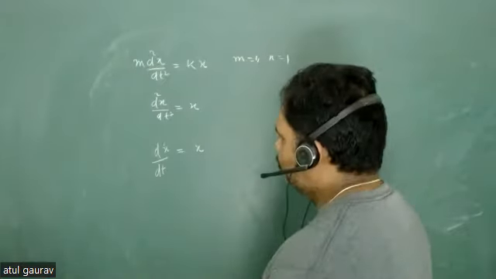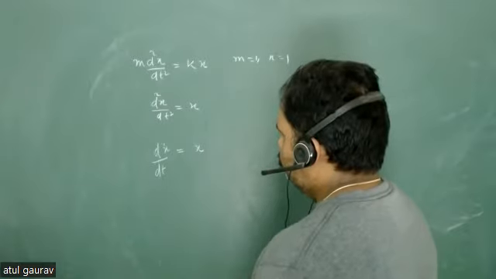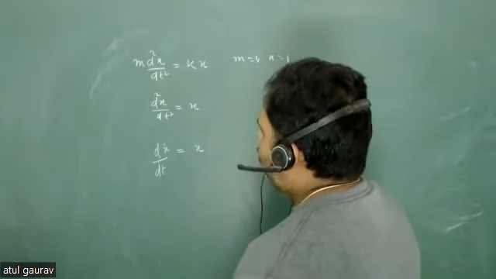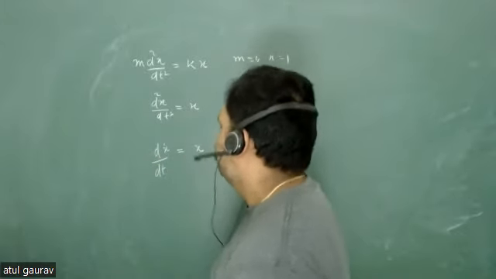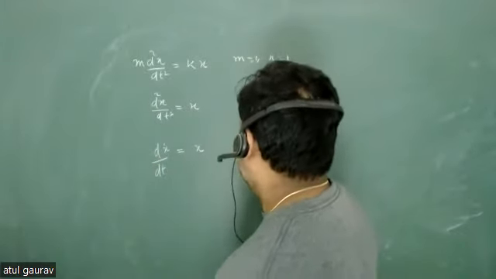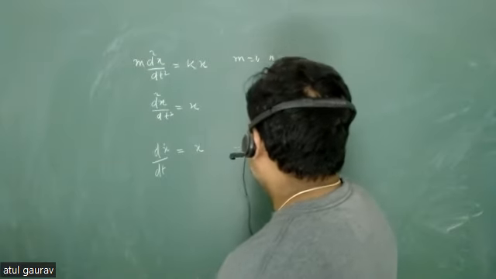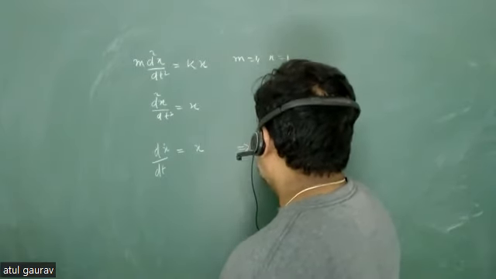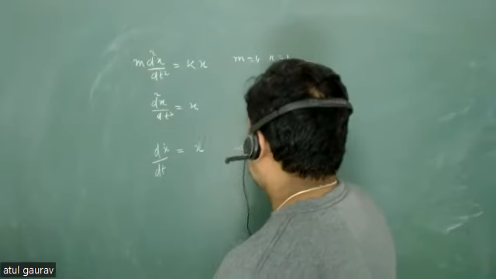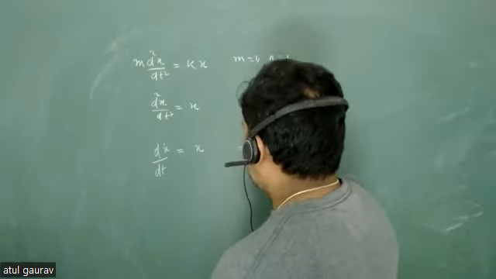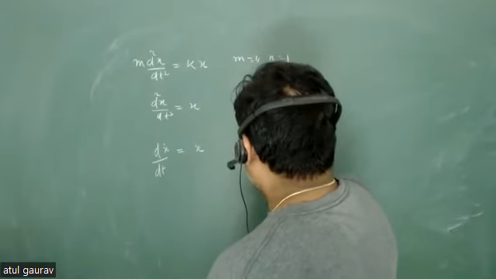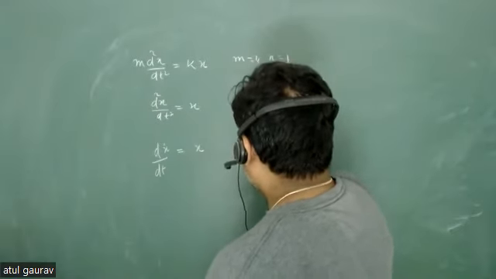Can we write that? Yes, sir, we can. Look, I am just going to differentiate both sides with time. Then what is going to happen? You have d upon dt of x dot.